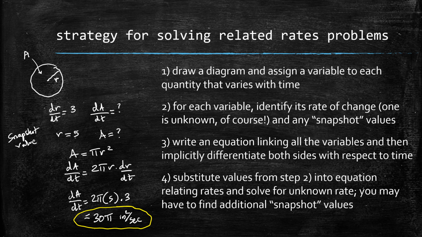Notice that we didn't actually need the snapshot value for A, this one up here, but you will find in other related rates problems that you might have to find other values at that moment in time when you want to work out the particular rate.